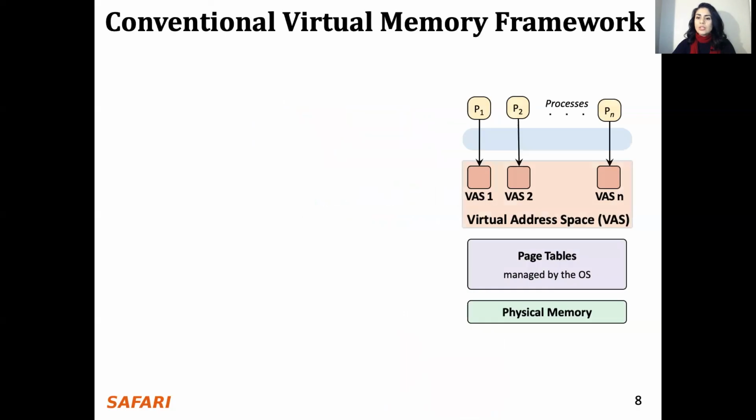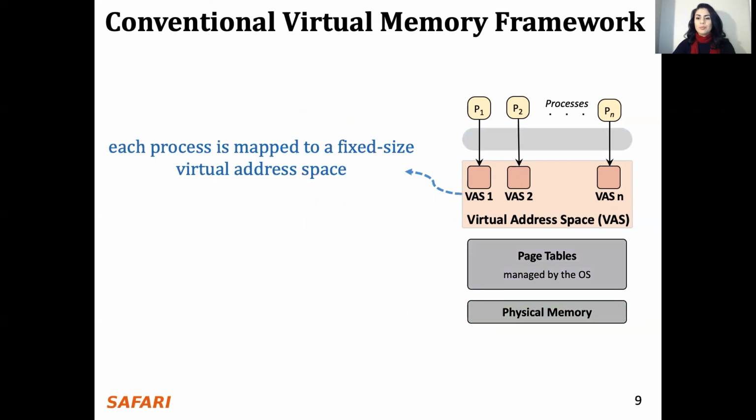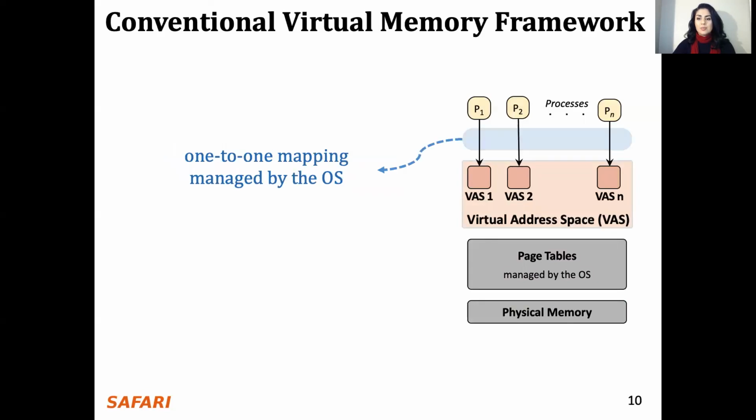This figure illustrates the virtual memory management in Intel x86 as an example of the conventional virtual memory framework. In such a framework, each process is mapped to a single private virtual address space of fixed size, for example, 256 terabytes in Intel x86. The operating system controls the access permissions by managing the one-to-one mapping of processes to their associated virtual address space.